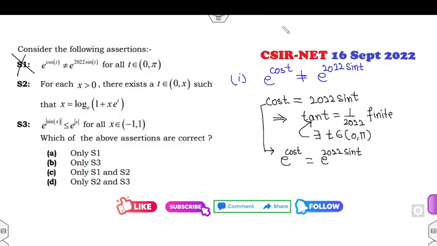So S1 will be cancelled out. Only S1 cancels, this option cancels. Now it is S2 and S3. So I need to check only S2, because S3 is true in both the cases.